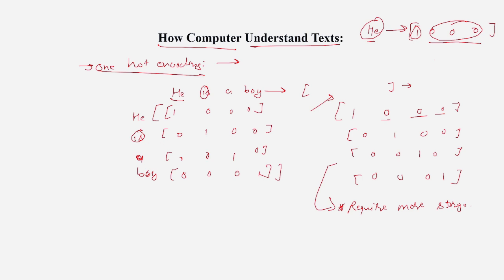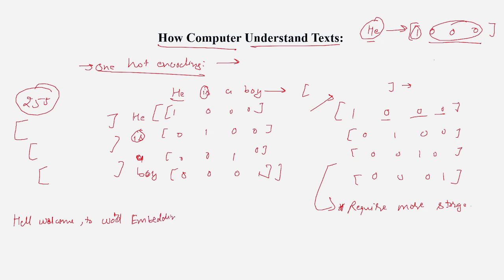Consider we have a sentence of 255 words, and for each word we are doing one-hot encoding. Consider a sentence: "Hello, welcome to word embeddings." For this sentence, we make a vector for each word. For hello, we have a one-hot encoder vector like this: 1 0.